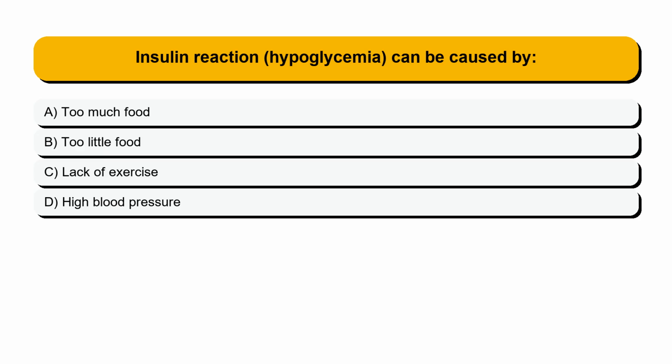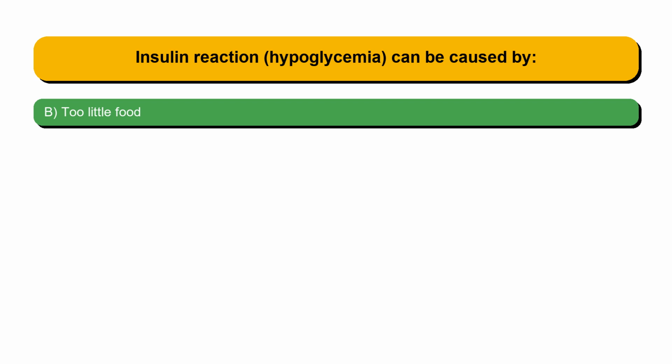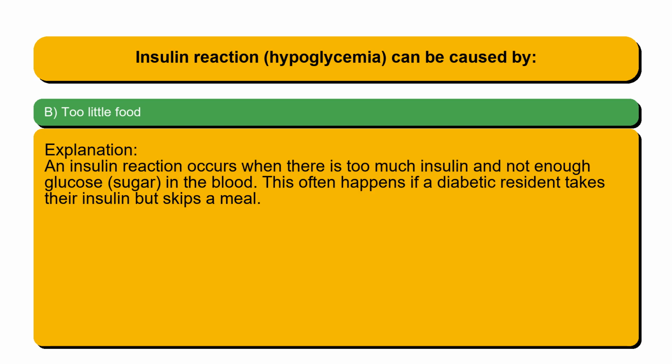Question 79. Insulin reaction, hypoglycemia, can be caused by: Option A, too much food. Option B, too little food. Option C, lack of exercise. Option D, high blood pressure. The correct answer is option B, too little food. An insulin reaction occurs when there is too much insulin and not enough glucose, sugar, in the blood. This often happens if a diabetic resident takes their insulin but skips a meal.